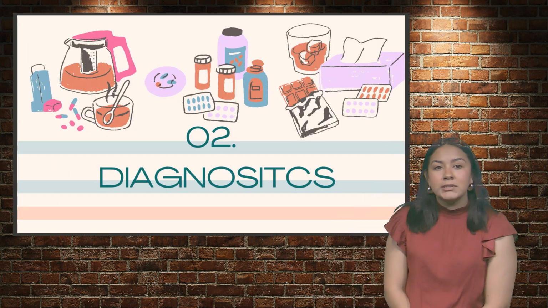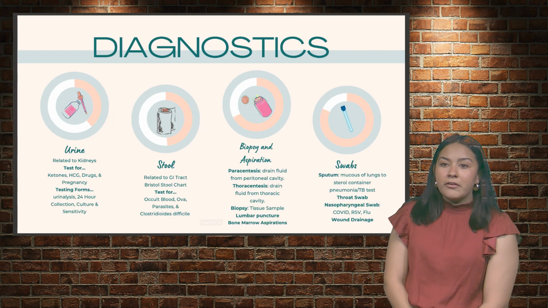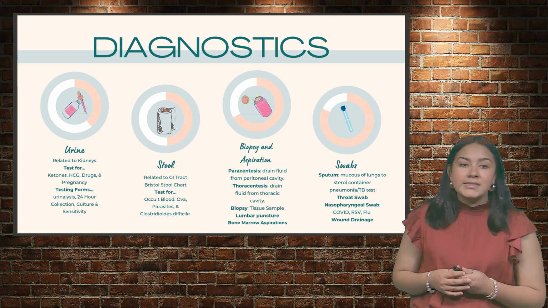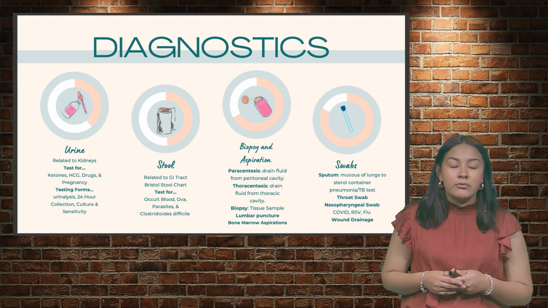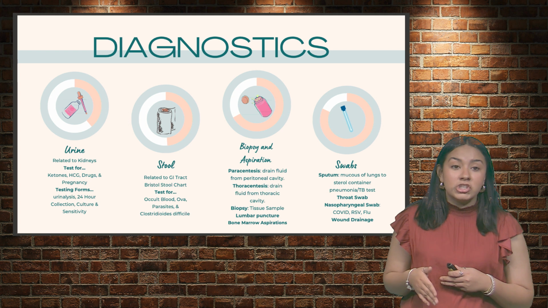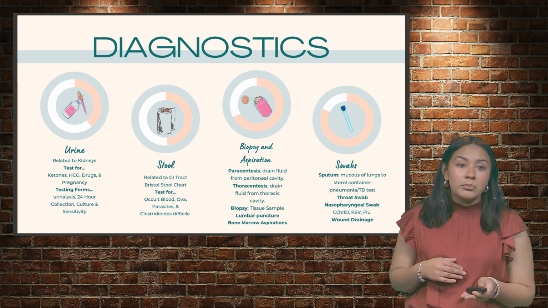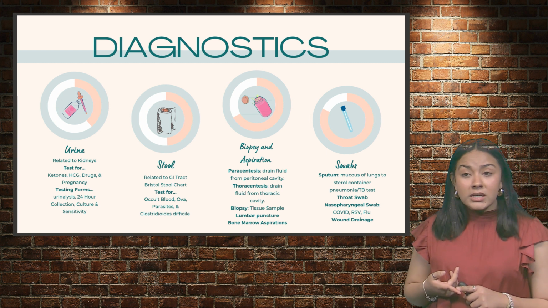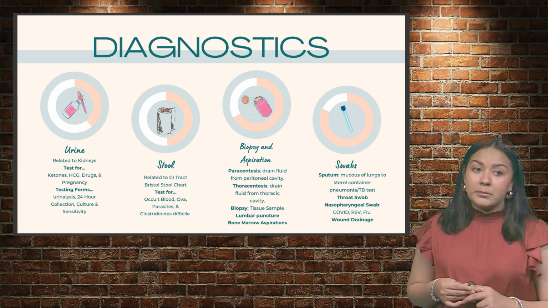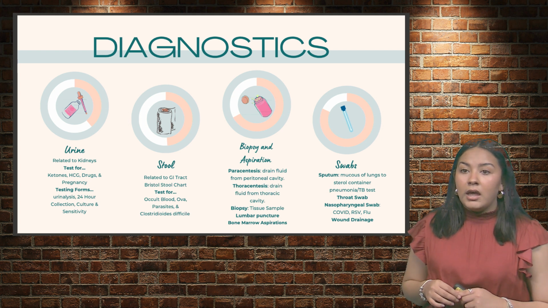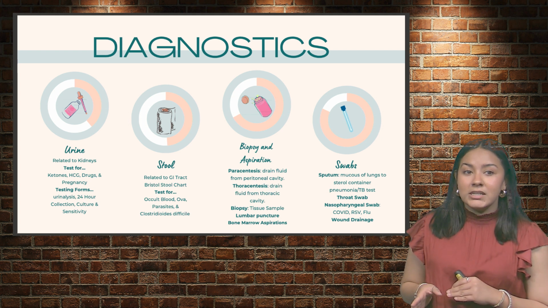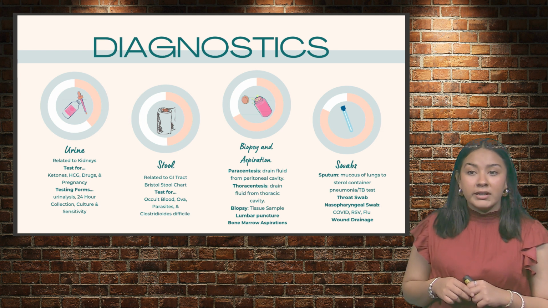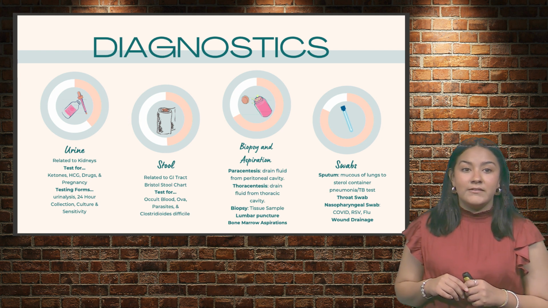Now we're going to be getting into our diagnostic testing. So for the first one, this is going to include your urine test. So this is going to be related to your kidneys to see if we have good function of the kidneys, to make sure you're urinating properly and that you don't have any retention. So you can test for your ketones, HCG, drugs, and pregnancy, all with urine testing. And a couple different testing forms that we have are going to be your urinalysis, your 24-hour urine collection, and your culture and sensitivity testing.